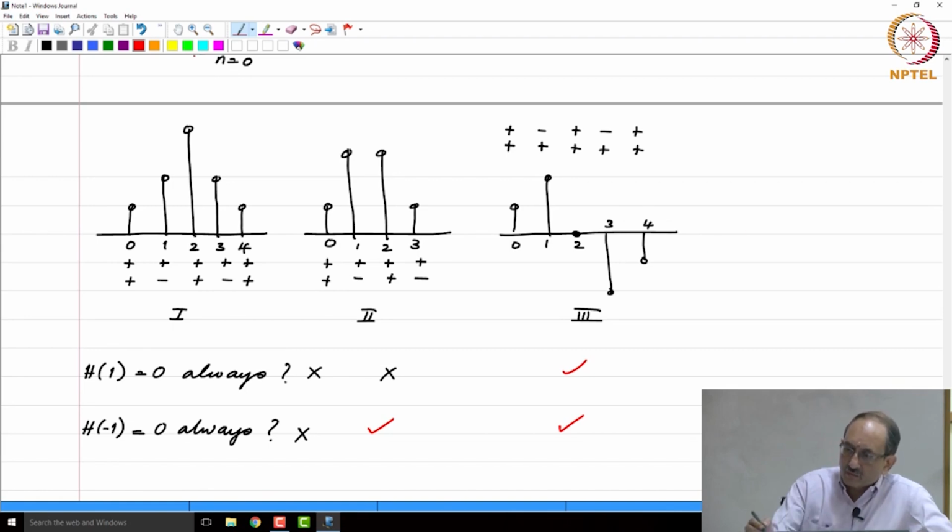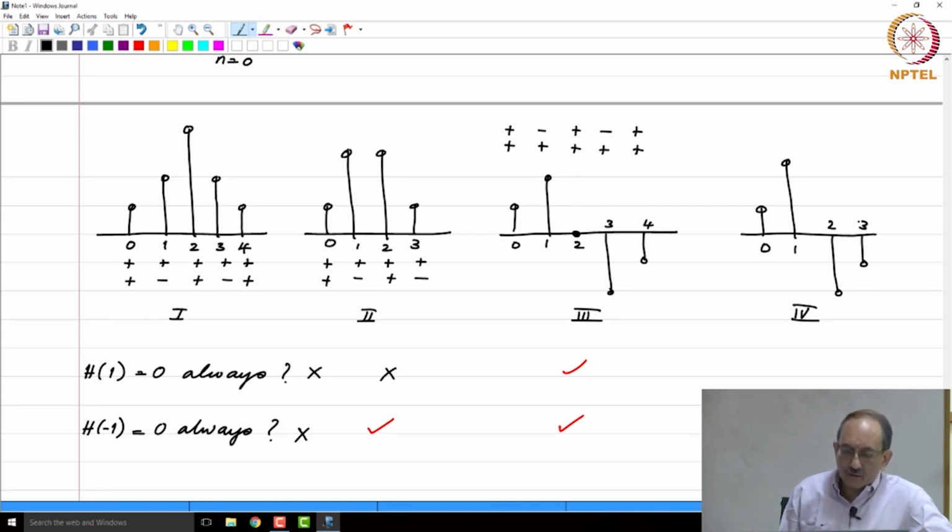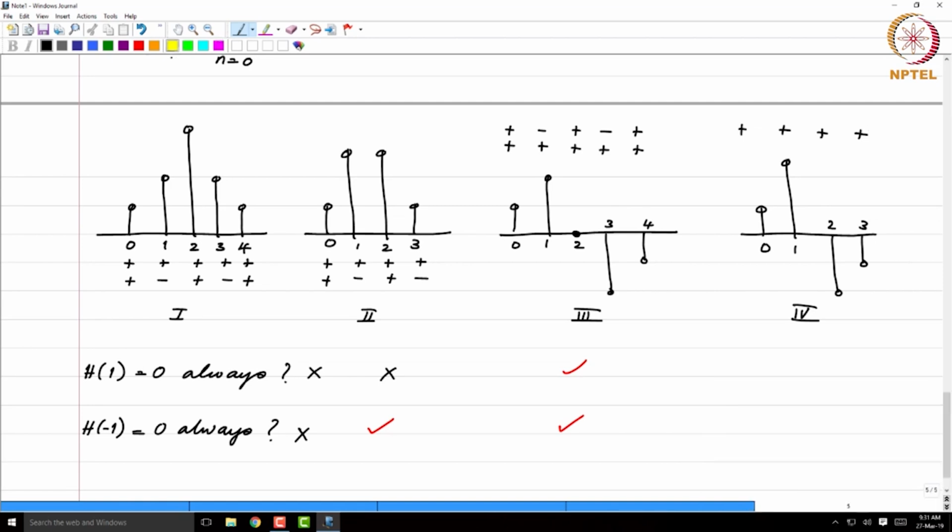And the last case of course is type 4. So, if this were the 0th index sample, this has to be like this. So, this is 0, 1, 2, 3. Type 4 is odd symmetry, even length. Now, if you sum up all the samples, will the result always be 0? Yes.